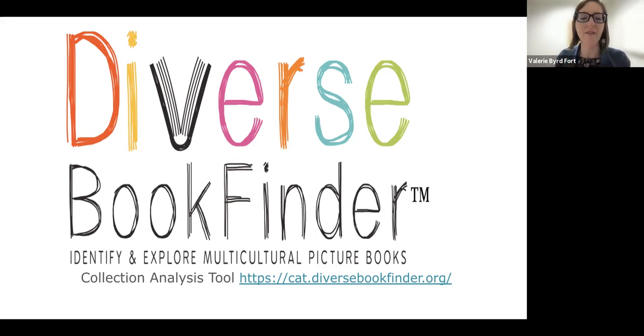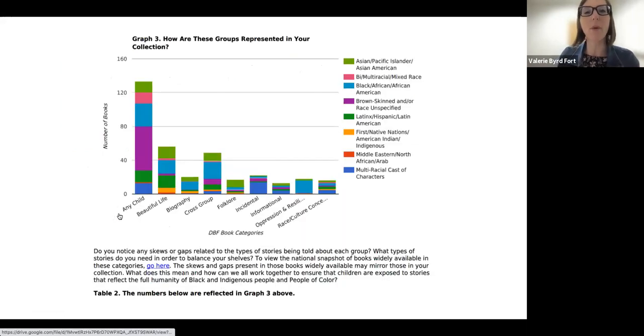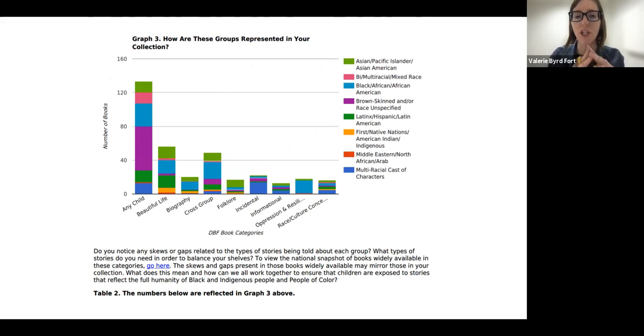However, they also have a collection analysis tool that is free for all libraries. And right now, as far as I'm aware, it focuses on picture books. So I submitted the South Carolina Center for Community Literacy, which is where my office is. It is a Library of Congress designated review center, so we get books from publishers, much like CCBC does. What I did was submit our collection into the collection analysis tool from Diverse Book Finder, and this is the information you get back.